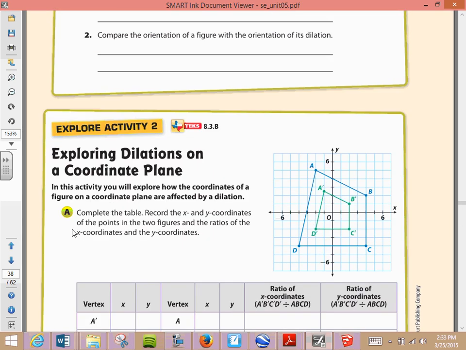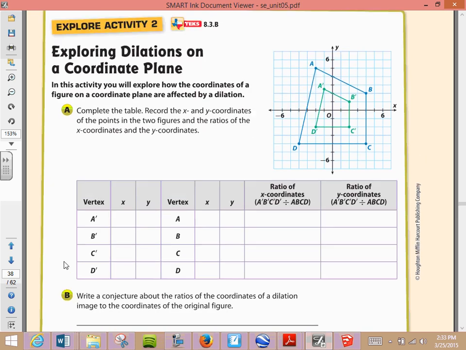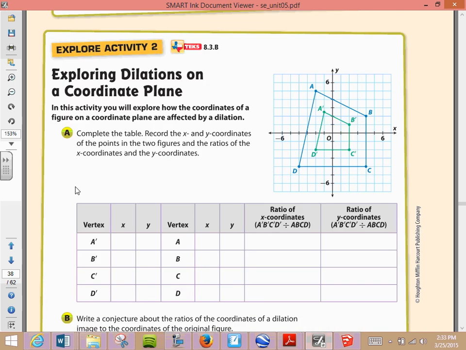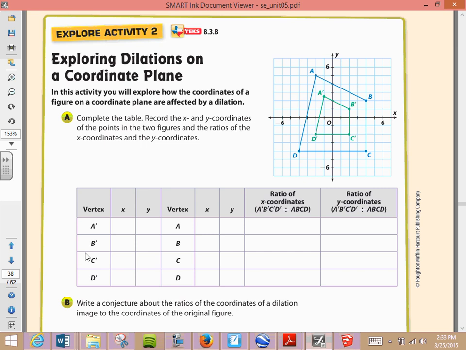I was going to give this assignment to you guys, but let's figure it out on our own right here. This is page 364. Just A, let's look at it right now. We're going to do it in class. What is the x value for the vertex A prime?